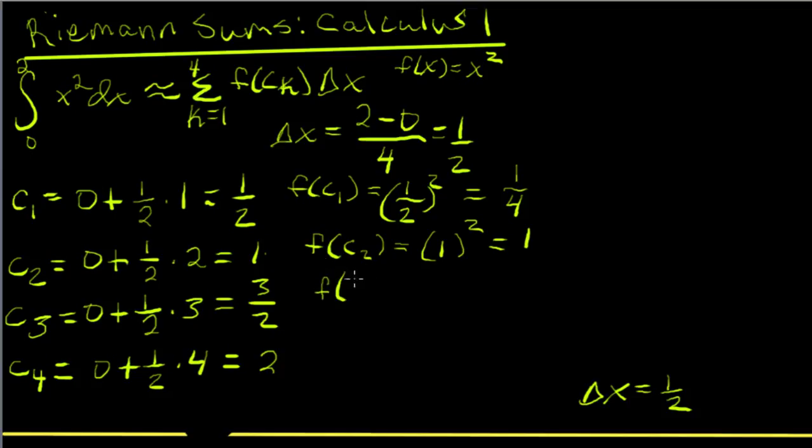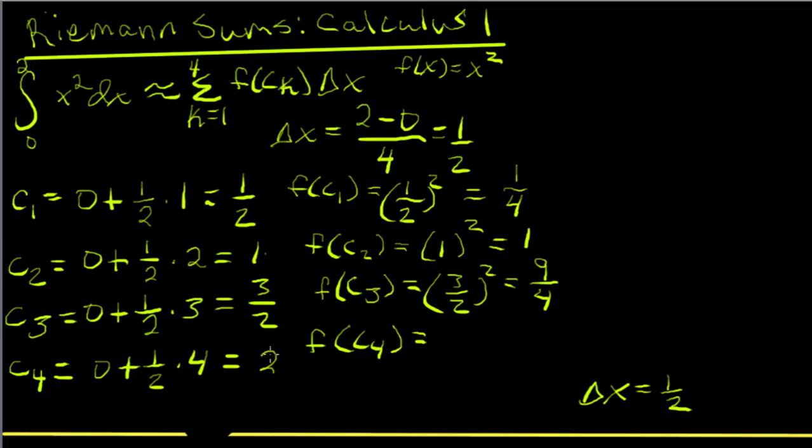F of C3 is 3/2 squared, which is 9/4. And f of C4, our last one, is 2 squared. So 2 squared is 4.